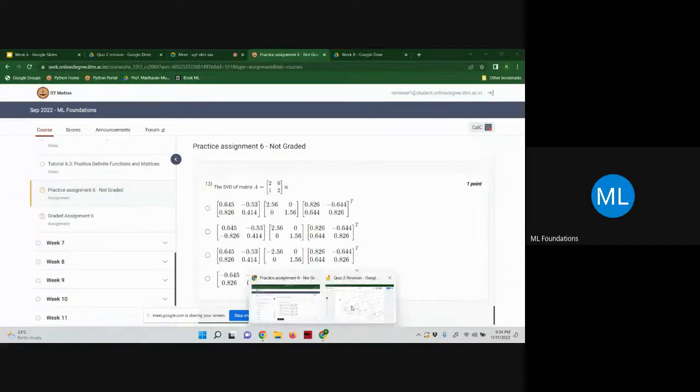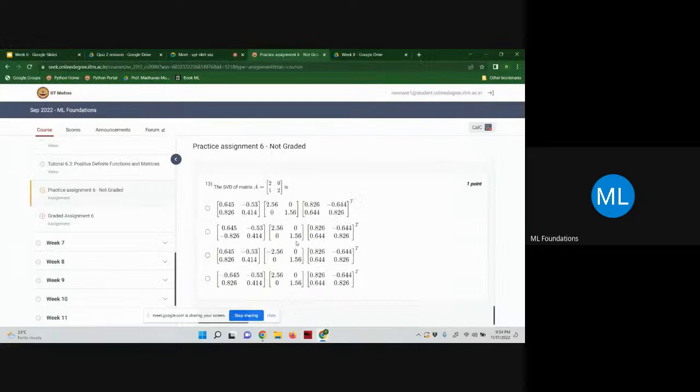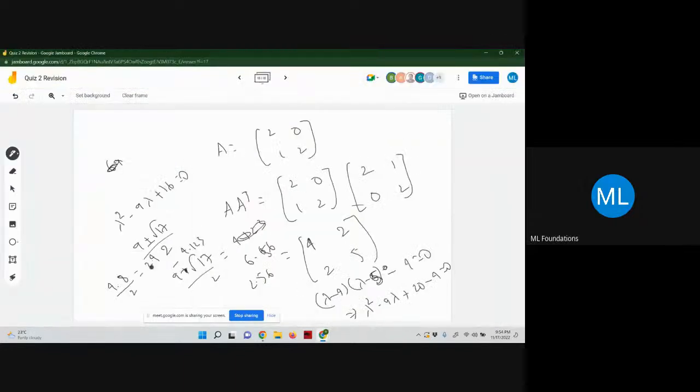And then you do the opposite, that is 9 minus 4.123, that's going to be something like 4.8 something, divided by 2, so 2.4. Square root of that is 1.56. Okay, 1.5 something. We got similar values, correct?